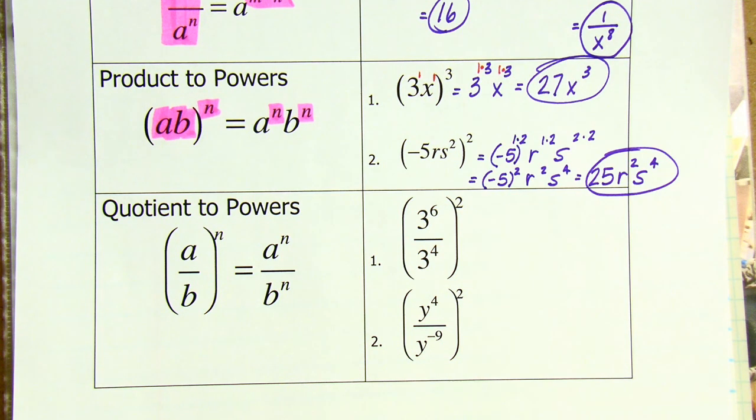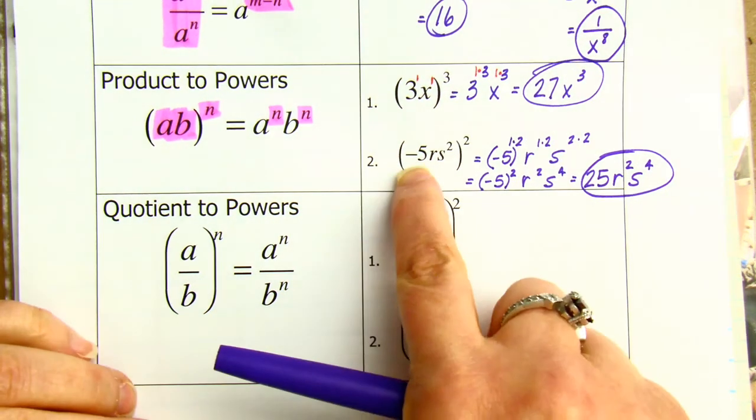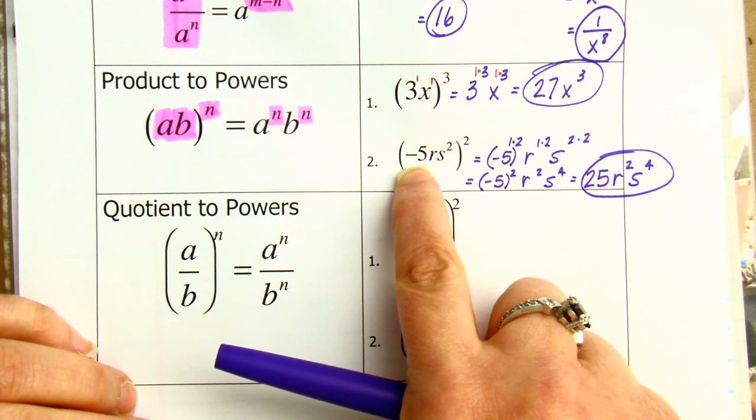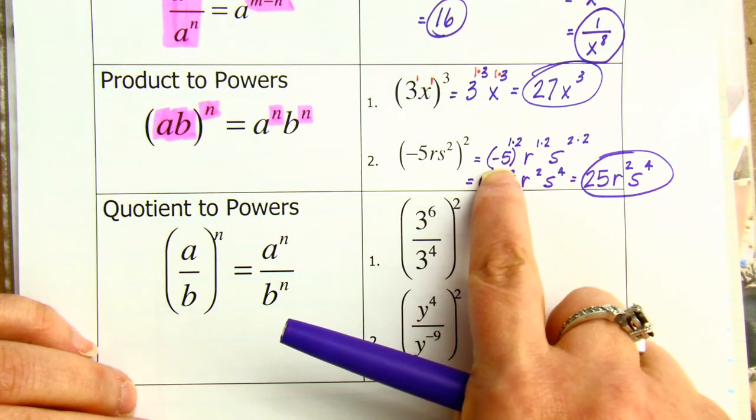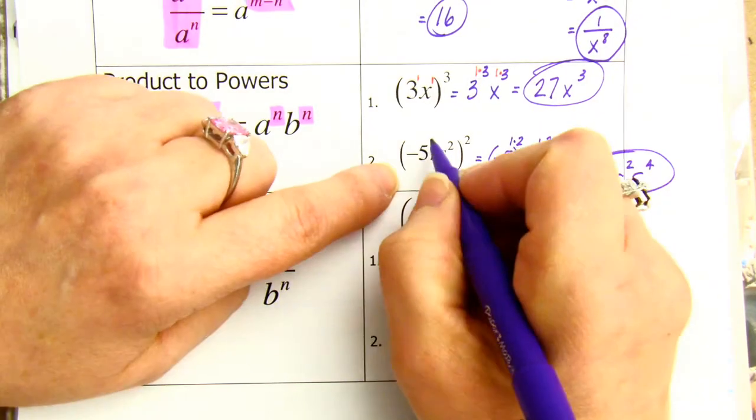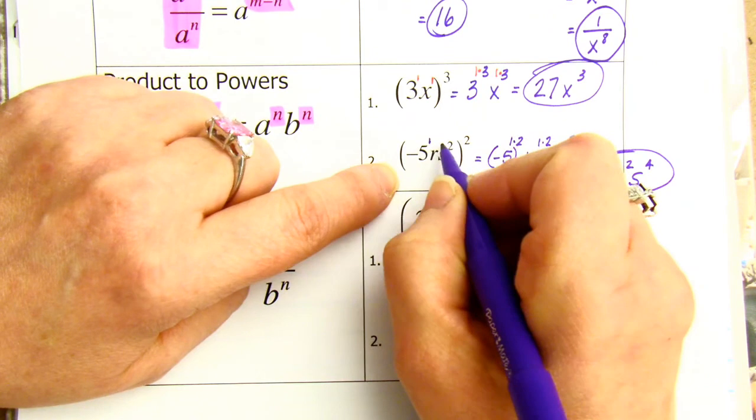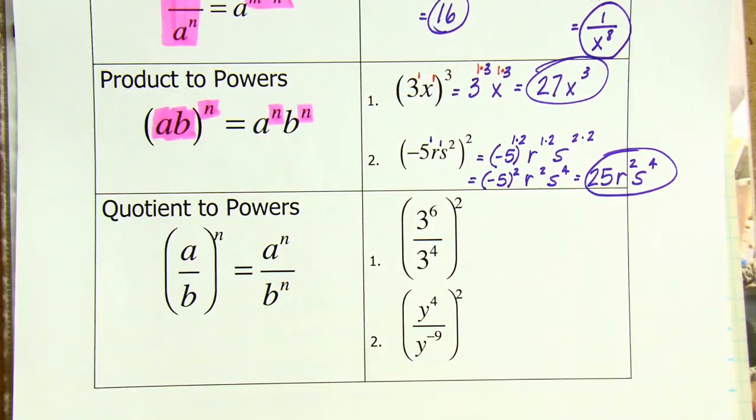Okay, hopefully you paused that video and tried this on your own. Notice the negative is inside the parentheses. So I've got negative 5 inside the parentheses. The exponent on negative 5 is 1. The exponent on r is 1. The exponent on s is 2.